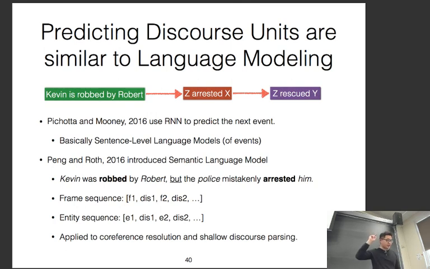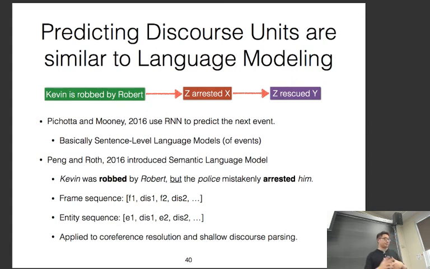Let's look at the example here. Kevin is robbed by Robert, and if we look at "Z arrested X", we're going to predict what Z and X are. For humans, it's pretty easy to know that Z is most likely the police. If we know that Z is police, then X is most likely to be Robert. You won't say Kevin. And if Z rescued Y, then Y will be Kevin. So this is the discourse prediction thing, and it's kind of useful for entity coreference.